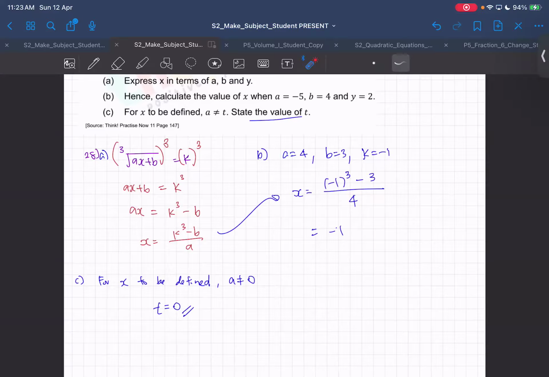Next time, I need to bring whatever that is not X to the other side. Only one X.